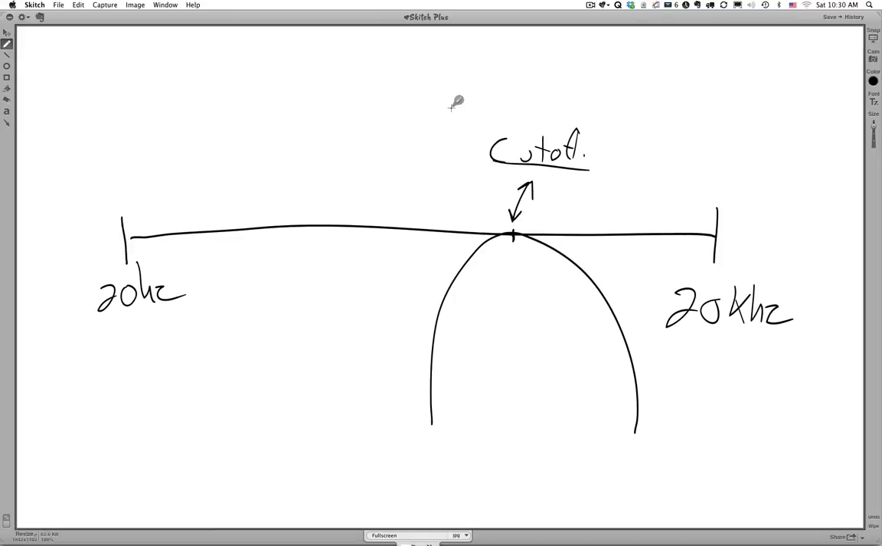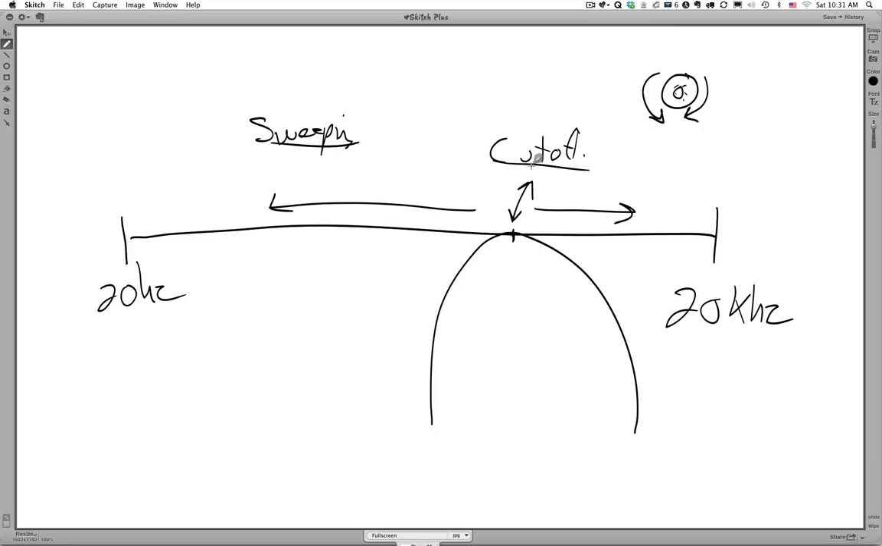Nearly all synthesizers have the ability to control the cutoff frequency. So they'll give you a knob that you can turn either to the right or to the left, like that. And as you turn it one way or the other, it is moving this cutoff frequency either to the left or to the right and creating what we call a sweep, or sweeping the cutoff frequency. So as you turn the cutoff frequency knob on your synthesizer, it's going to move this cutoff frequency point to the left or to the right.